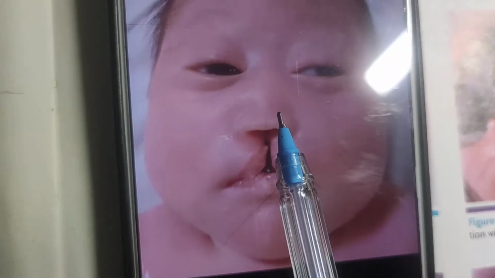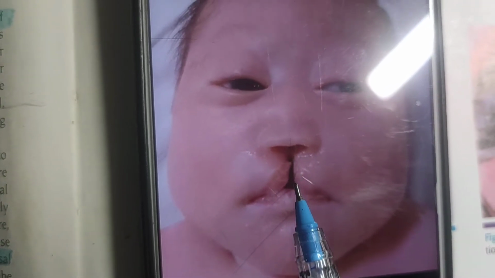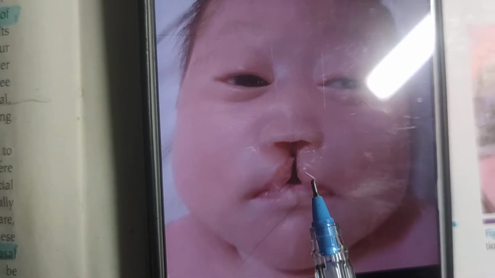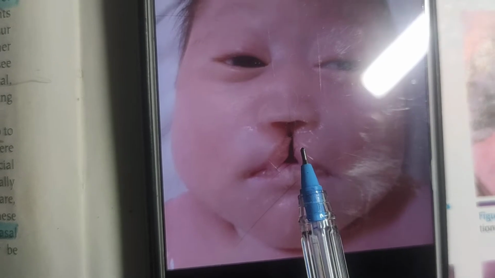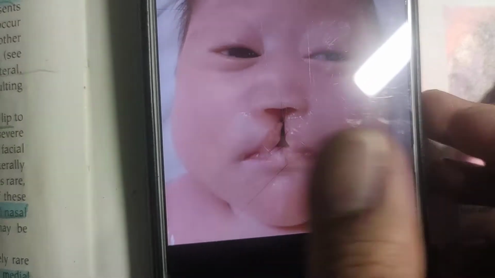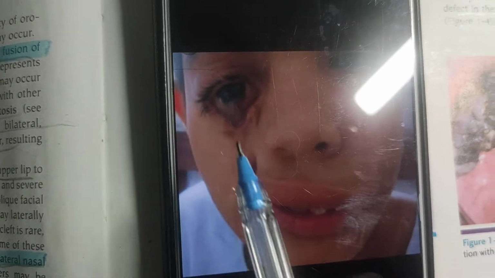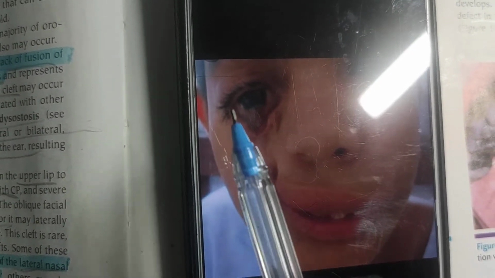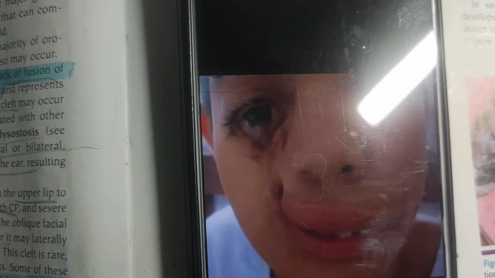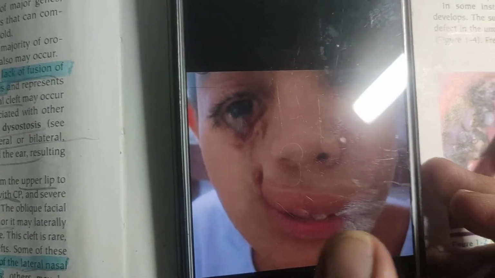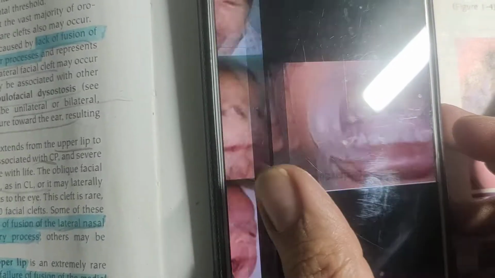Now you can see this is median cleft of upper lip. This is because of the failure of fusion of medial nasal process. And you can see this is an oblique facial cleft because of the failure of fusion of lateral nasal process and maxillary process. So these are different types of facial cleft.